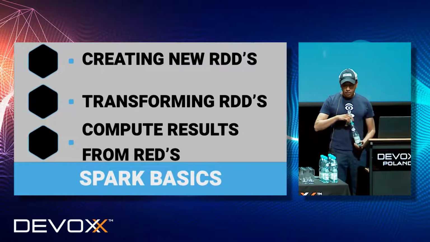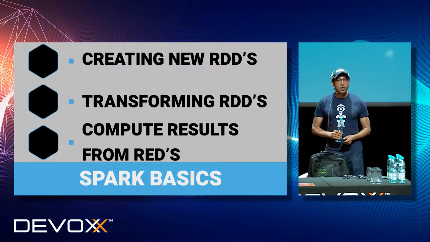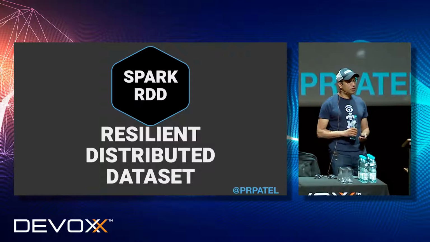Now, when we work with Spark, we do three basic things. The first thing is we create new RDDs. Again, RDDs are resilient distributed data sets.